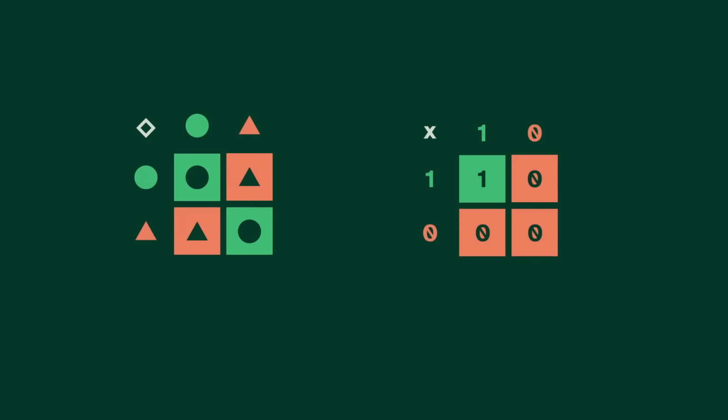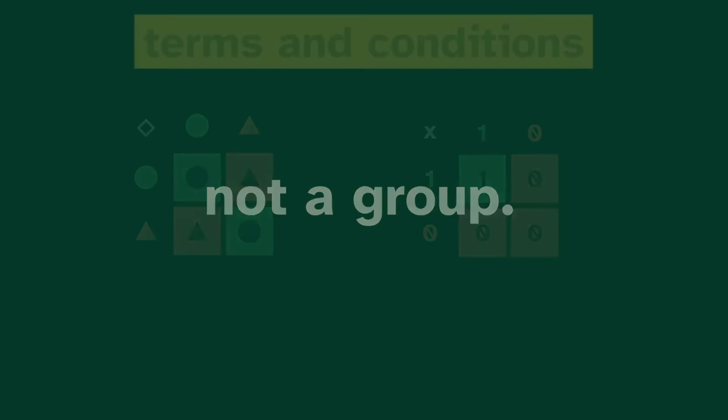What if we have 1 and 0 and then multiply them? This has different colors. Not a group. What? Not a group. Why not? Doesn't follow the terms and conditions. There are terms and conditions?